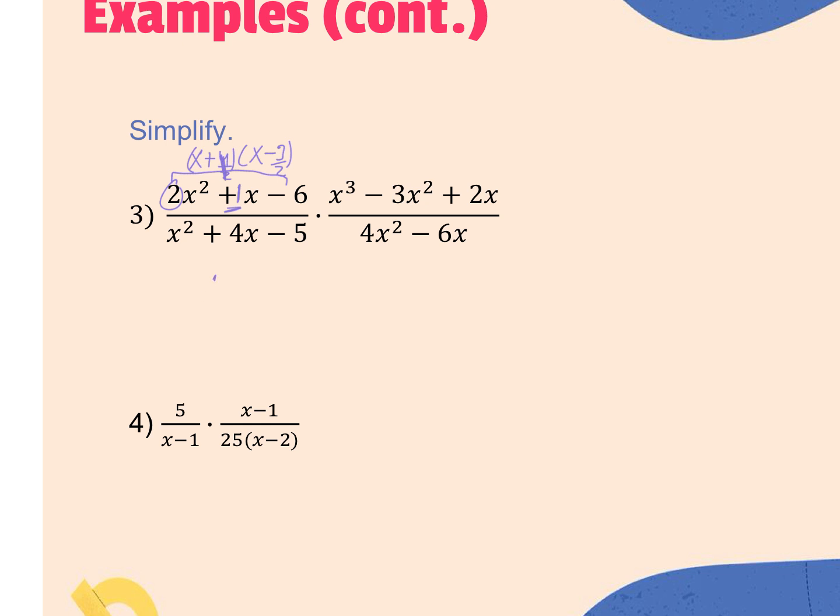4 over 2 simplifies, that's going to become an x plus 2. 3 over 2 does not simplify, so this is going to become a 2x minus 3, right? Just factor the top. We can do the exact same thing with the bottom.